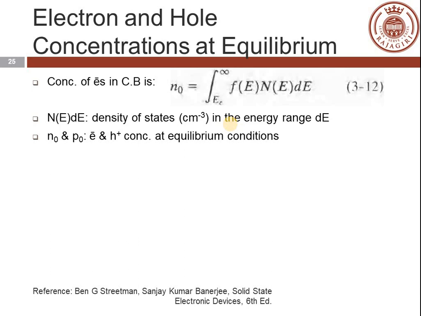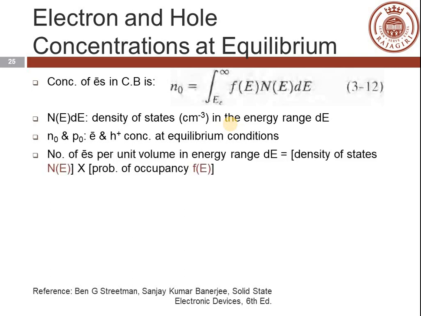Then n0 and p0, we will be using some notations. So it's n0 and p0, that means electron and hole concentrations at equilibrium conditions. The number of electrons per unit volume in energy range dE is given by density of states into probability of occupancy. That is the expression.